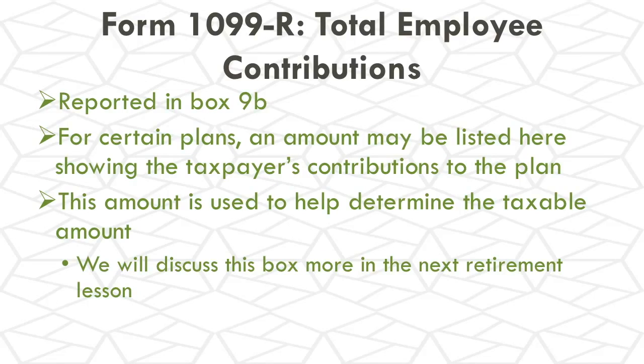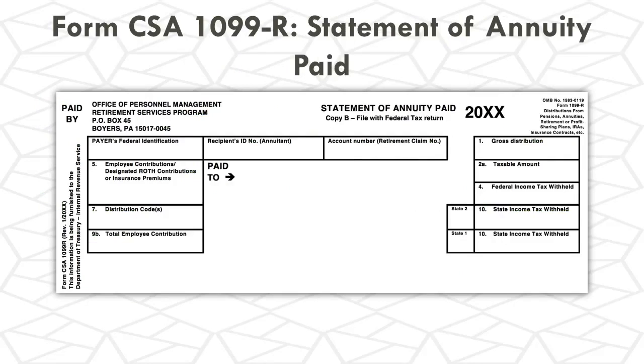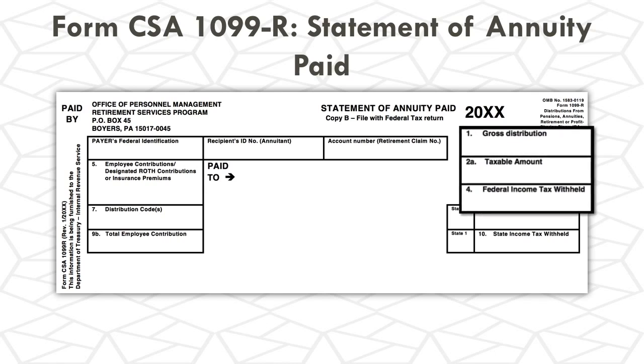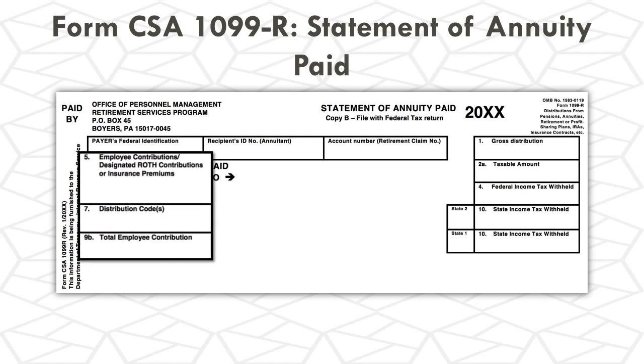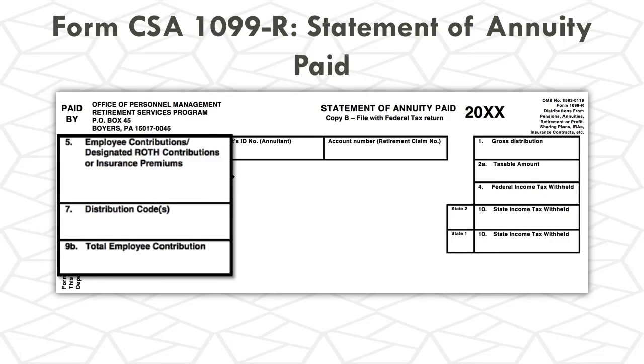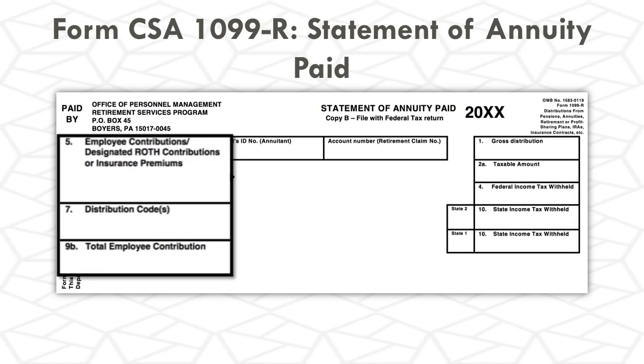Let's move on now to talk a little bit more about the Form CSA 1099-R, which is a statement of annuity paid. You'll see that it looks a lot different from the Form 1099-R. However, you'll see that it reports the same information with the same actual numbers as well. So box 1, gross distribution, box 2A, taxable amount, box 4, federal income tax withheld. On the other side, we have box 7, distribution code, and box 9B, total employee contributions. You also may see something here in box 5 for employee contributions or designated Roth contributions.